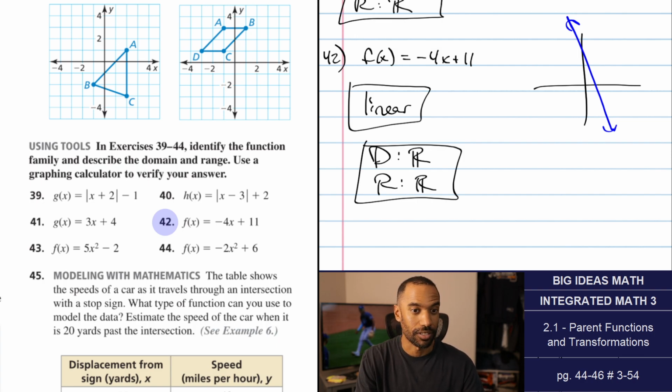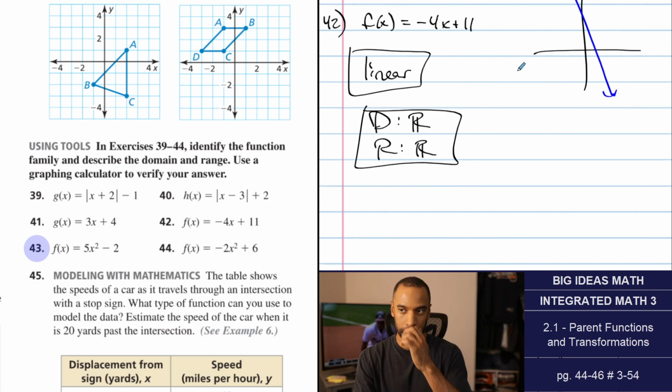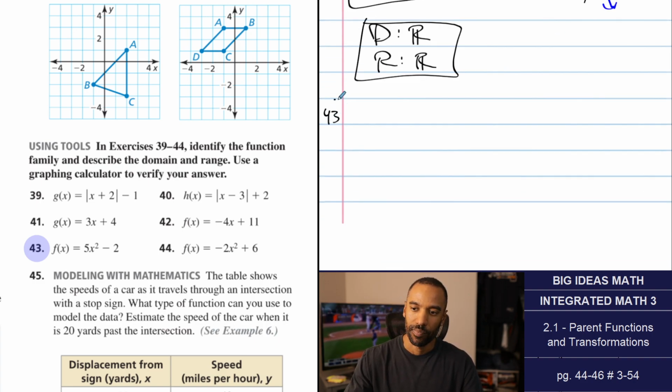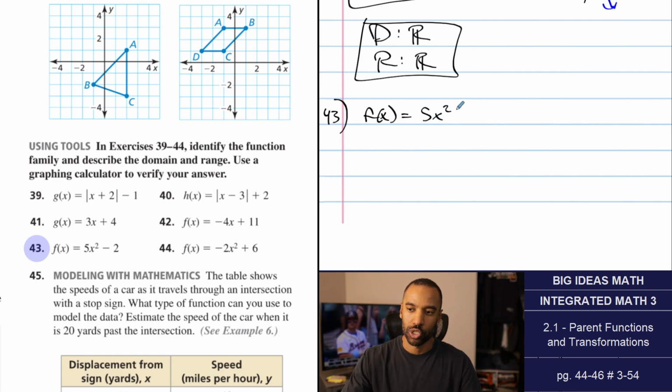Okay, really, honestly, look, that's it. That's all we have to do. Number 43 and 44, these are quadratics. So f of x equals 5x squared minus 2.